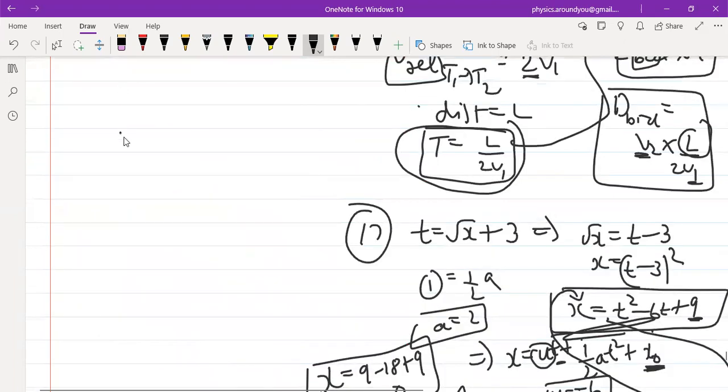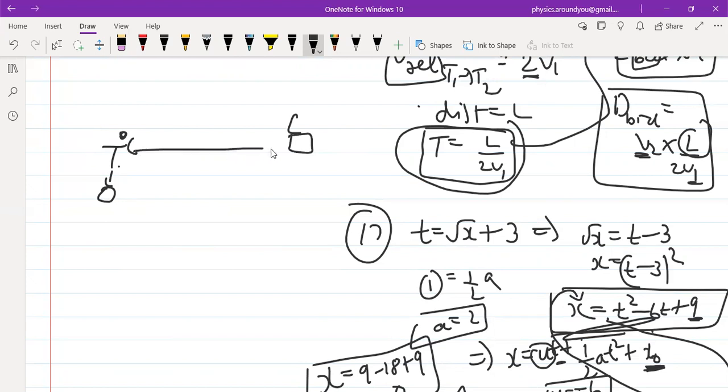So there is a turning for all practical purposes. This turning is our origin. The culprit reaches there first and then the jeep. After 10 seconds the culprit reaches, the jeep reaches. So obviously the culprit would be ahead by 10 seconds. Speed of the culprit is 72 kilometer per hour. Converting to meters per second: 72 into 5 by 18, I will get 20 meter per second.